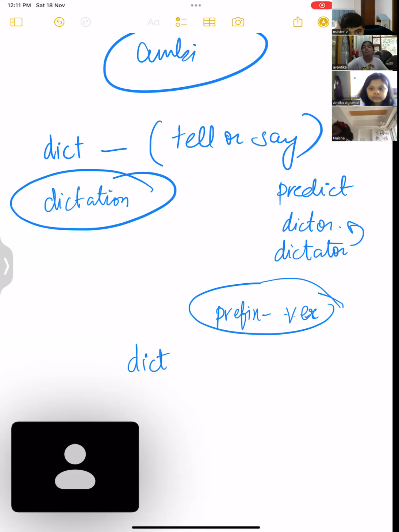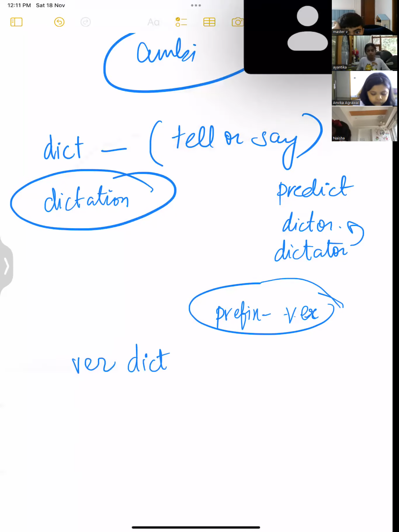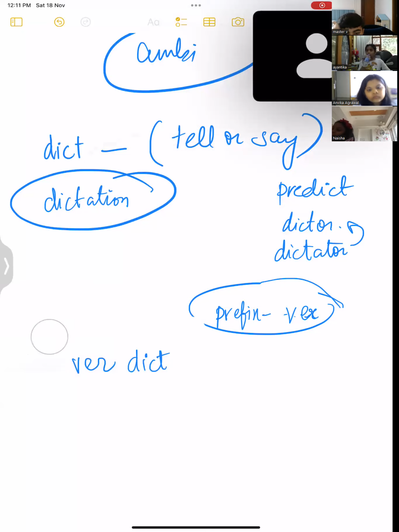Now, children, I don't know which part of speech verdict is. This is my new word, children. Please stay attentive.